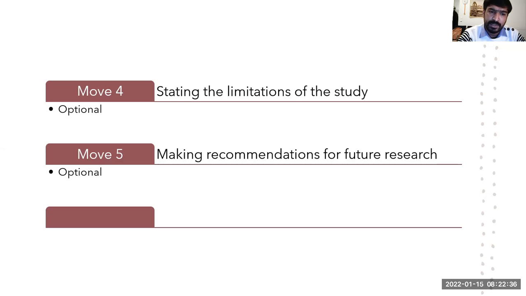And move five is again optional, that you can think about: making recommendations for future research. That is, what is next? For example, if you have carried out a study, what can further be done? So maybe you can suggest some future directions, maybe in terms of theoretical development, or maybe in terms of conducting further empirical studies by enlarging the sample size, or by using a different context. So you can always suggest some future direction in your research to the different readers. Maybe they want to conduct research on the same topic.